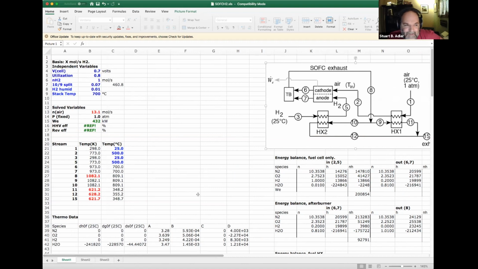The way I usually set these things up is I try to identify, in the problem that I'm working on, what variables are going to be inputs.